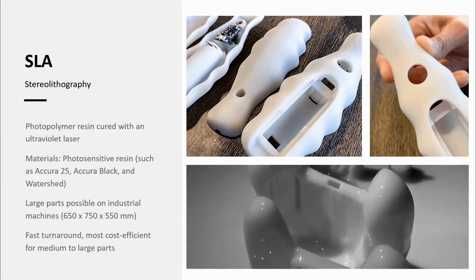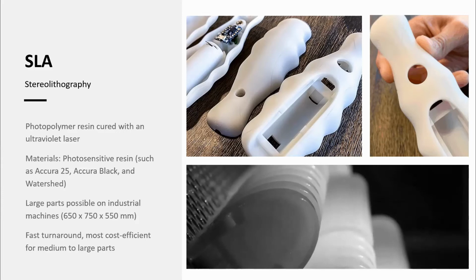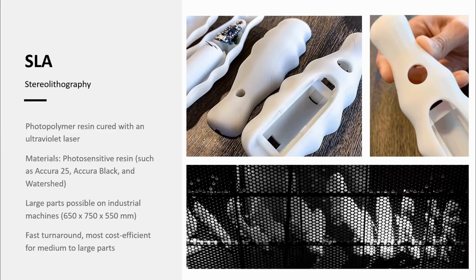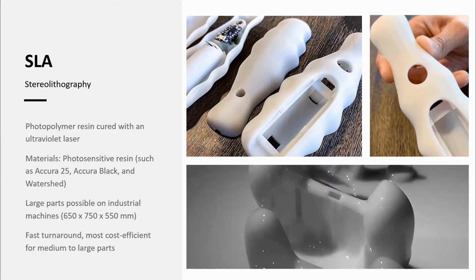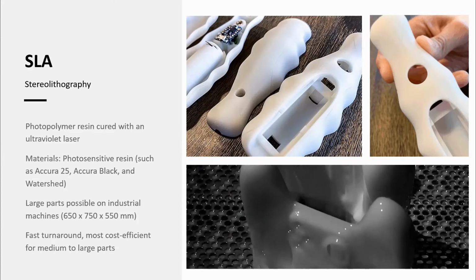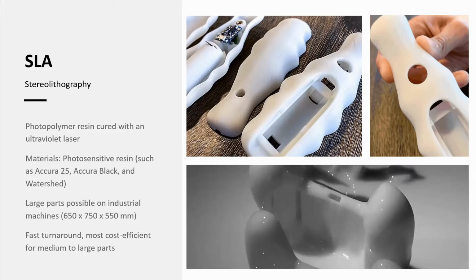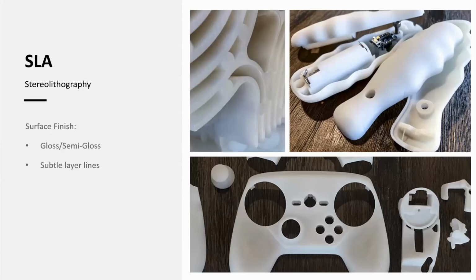With SLA, the materials that we have available are Accura 25, Accura Black, and Watershed. Accura 25 is the white material that you see in the images that has somewhat of a semi-gloss to gloss finish on it. And Watershed is a high clarity, clear material. The surface finish on SLA parts is usually around a gloss or a semi-gloss, and it has very subtle layer lines.